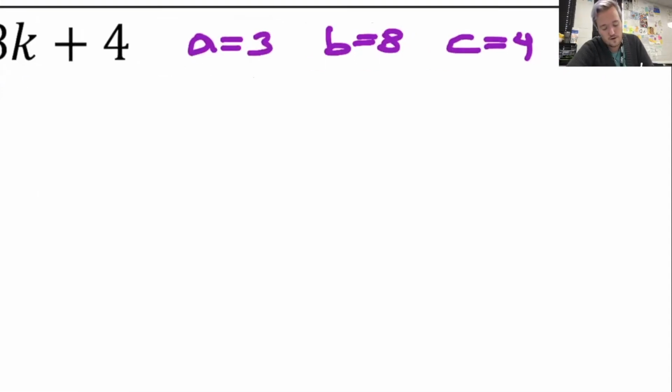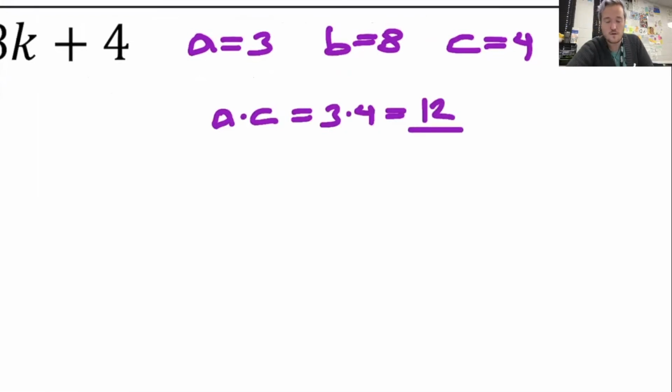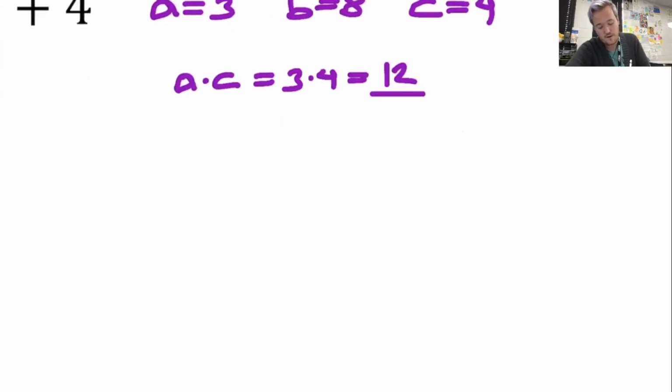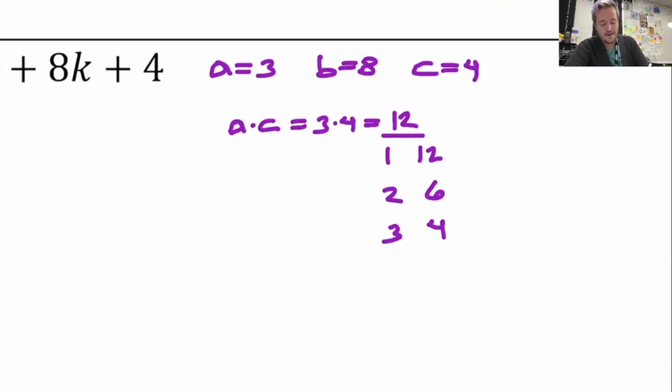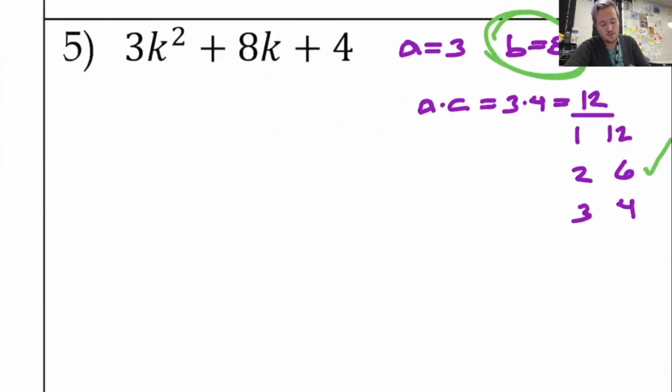All right, so I want to find my a times c. So 3 times 4, which gives you 12. All right, so factors of 12 give you 1 and 12, 2 and 6, and 3 and 4. Now keep in mind, we want them to add up to 8, which is our b value over here, which means we want 2 and 6. All right, so that's what I'm going to use to split the middle.